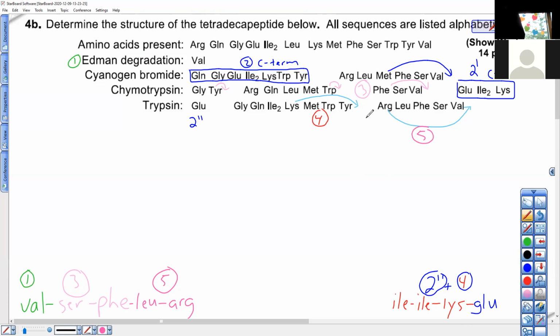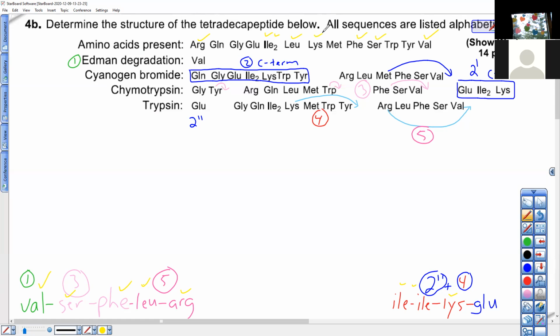So here's when I take a break and I figure out what I've done so far. Just check off things from the list. And hopefully I can count better today. Val's done. Ser's done. Phe done. Leu's done. Arg is done. Where are you, Arg? Right over there. Both isoleucines are done. Lys is done.